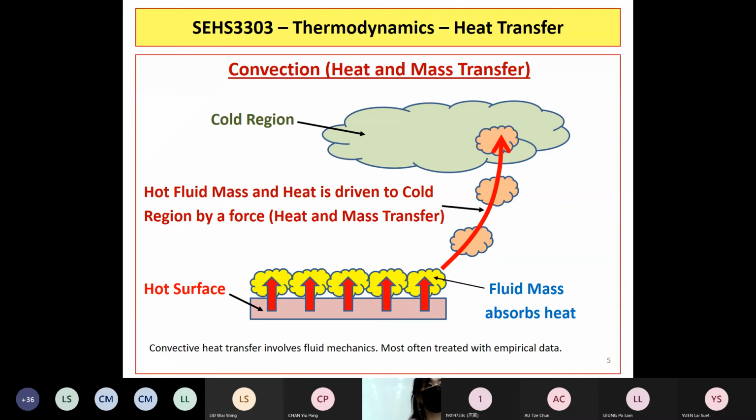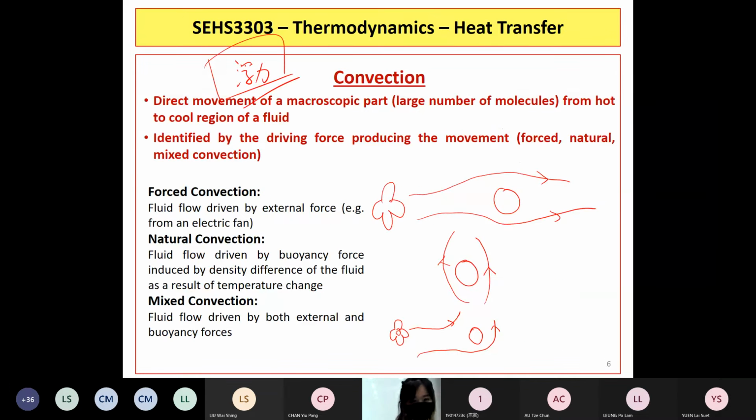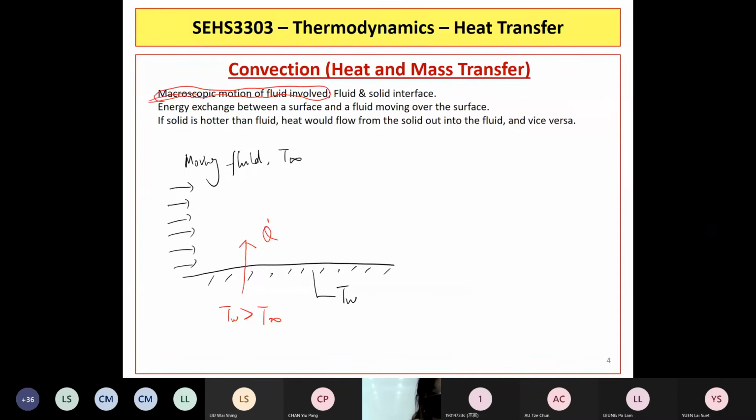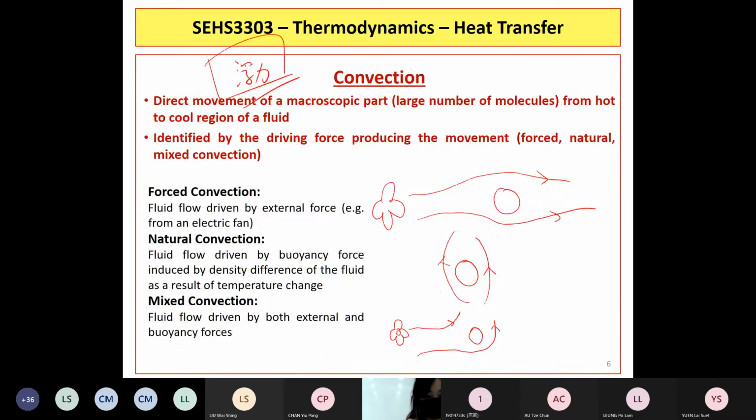Up to now, it's okay? Okay, buoyancy force. So convection, you should remember it is a combination of heat and mass transfer. It can only happen in the fluid because the macroscopic motion of a fluid is involved in the convection. This is the convective heat transfer.